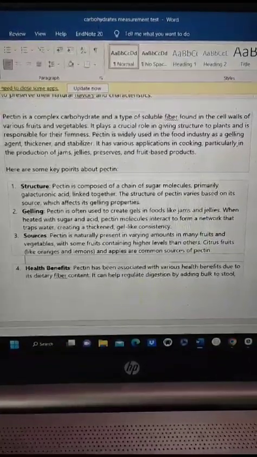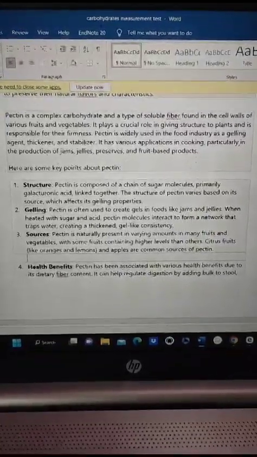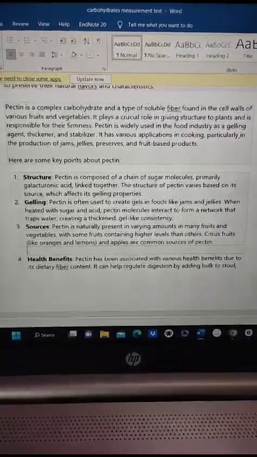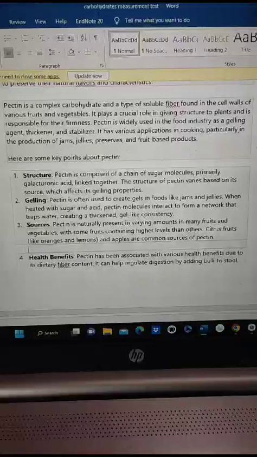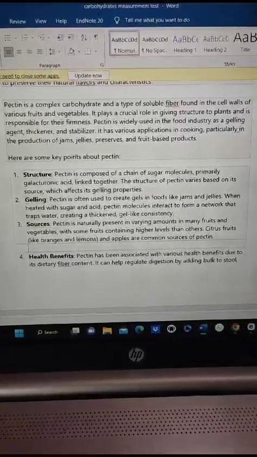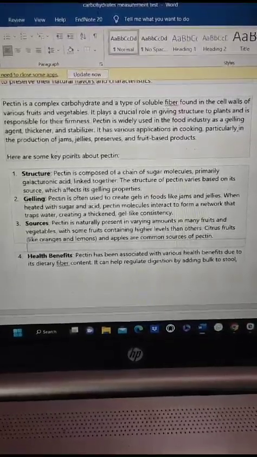Hello everyone. Today I am going to discuss pectins and degree of methylation. Mainly, pectins are carbohydrates which are soluble dietary fibers, and they are present in the cell walls of fruits and vegetables.